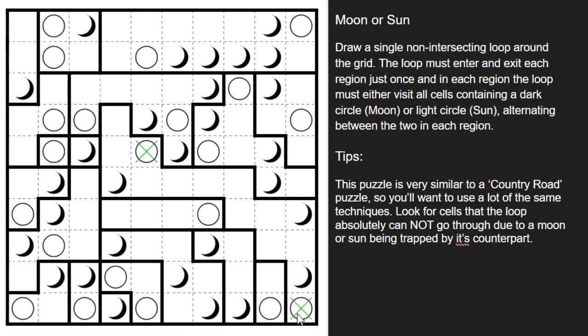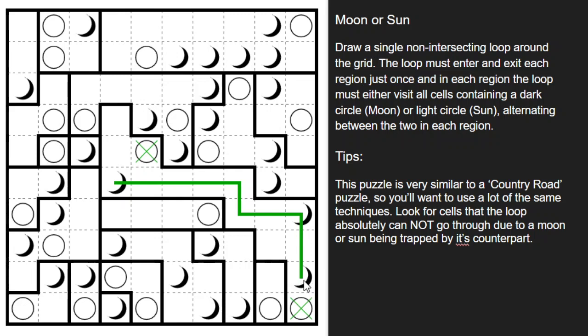So what we do is we're going to put an X on that sun, knowing the loop can't go through there. And since we can't go through this sun, we can't go through the sun over here since that's part of the same region. And so we know this region is going to be all moons, and all the moons have to connect before the loop exits, right? Once a loop enters into a region, you have to hit all of the moons or all of the suns before it exits. So basically we can draw a line like this and we know that's how it's going to connect.